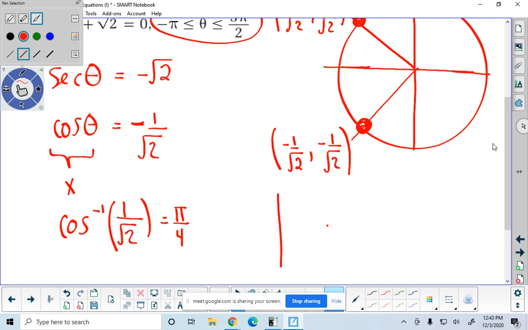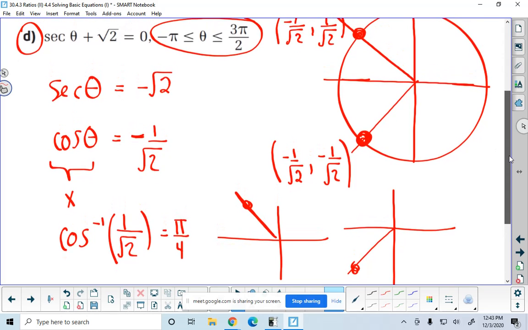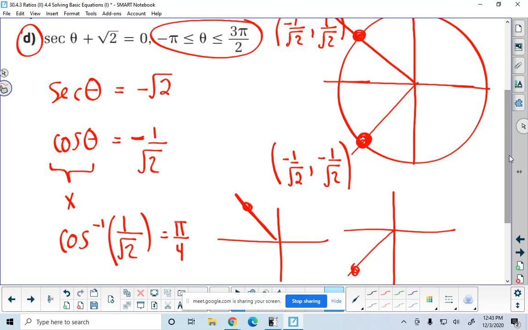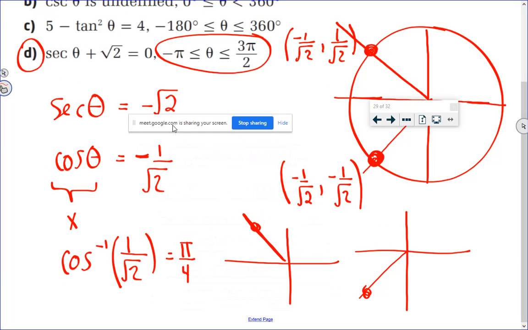We draw it in quadrant 2 and in quadrant 3, and these are the 2 locations. I hope it's pretty clear that when I looked at my unit circle, the 2 locations I got are the same as the 2 locations I got if I use my calculator and a reference angle.